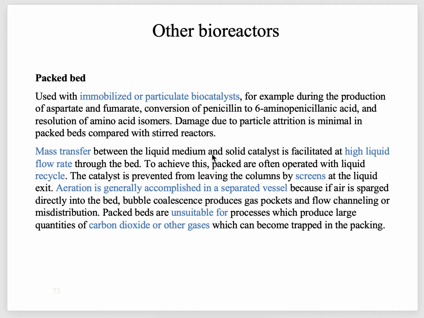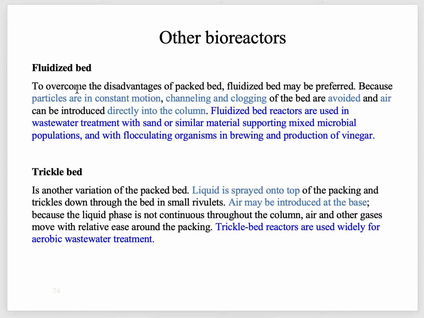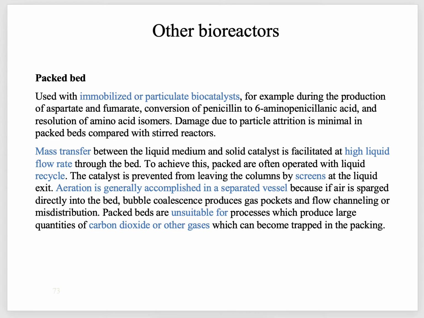Hello everyone. In the last video lecture, we learned about the three major designs of bioreactors: stirred tank bioreactors, bubble column bioreactors, and air-lift bioreactors. But these three are not all. There are other types of bioreactors, and here we will learn about those, such as packed bed bioreactors, fluidized bed bioreactors, and trickle bed bioreactors. So first we'll start with packed bed bioreactors.